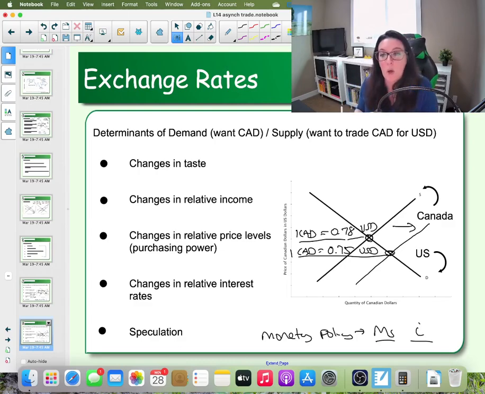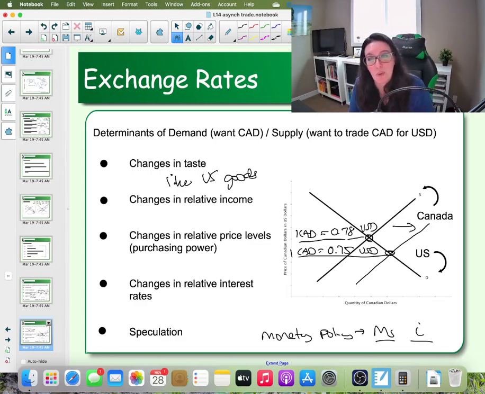All right. Well, what if we Canadians like US goods more? So we decide we want to buy more American goods. We need to demand more American dollars and put our Canadian dollars out in the rest of the world to get those US dollars to buy those US goods. So that's an increase in demand for US dollars and an increase in supply of Canadian dollars out in the rest of the world.